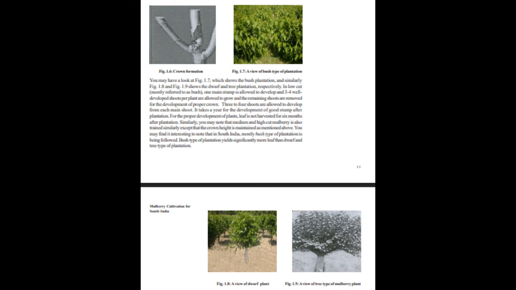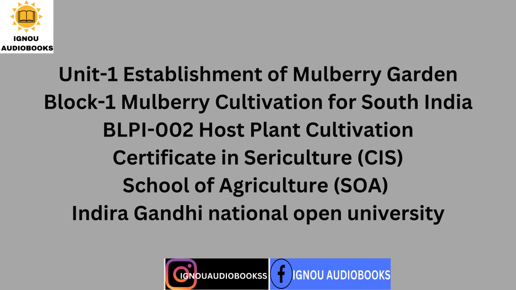You may know that two systems, namely pit system and row system of plantation, are being followed in South India. Under irrigated conditions, mulberry is planted either in pit system with wider spacing or in row system in very close spacing. Under rain-fed condition, only pit system of plantation is followed.